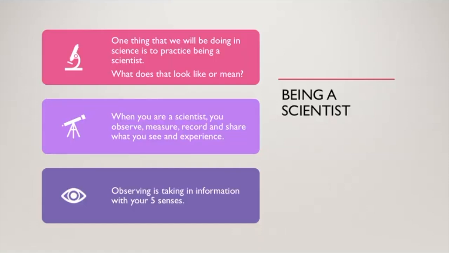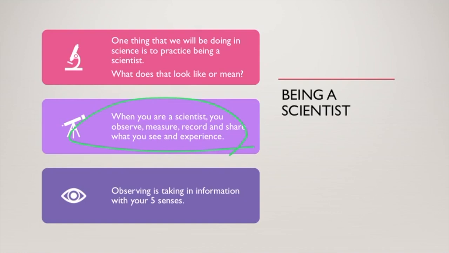Now on a different note, one of the things we're going to ask you to do that may be different from your elementary school is to be more of a scientist. Practice being a scientist. So what does that look like or mean? Well, when you're a scientist, you observe things, you measure things, you record things, and you share those things that you see and experience.